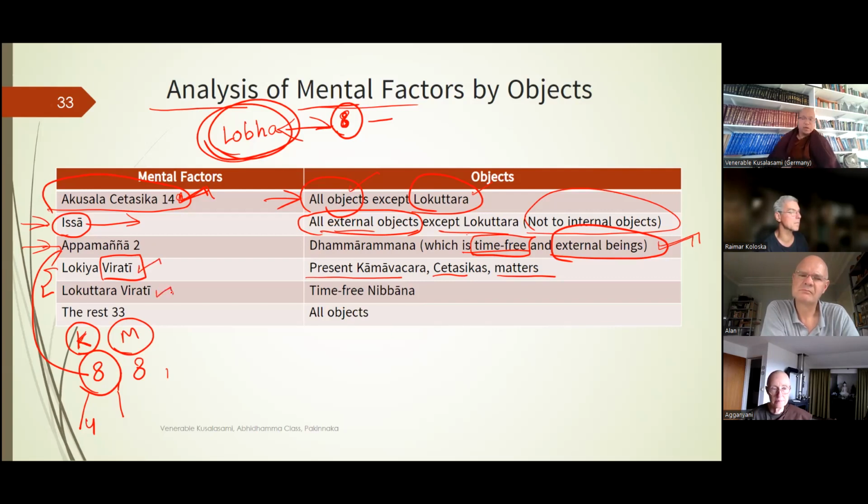Lokuttara Virati, supramundane abstinence, is when you reach the Sotapatti Magga and Phala level, then you don't break any precepts. At that moment, it's called the Lokuttara Virati, because you will never break the rule. But for the Lokiya Virati, after contemplating jhana, you may steal or kill, you may break any kind of precept. So with time-free Nibbana, there is no limit. All the time, you will not break any precept. And the rest, the 33, take all objects.